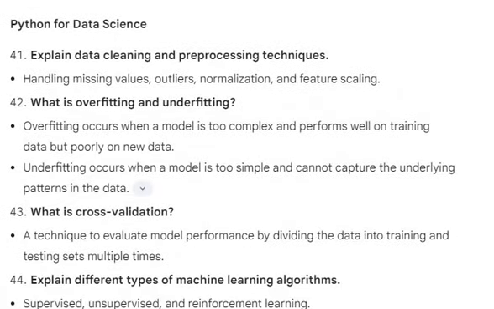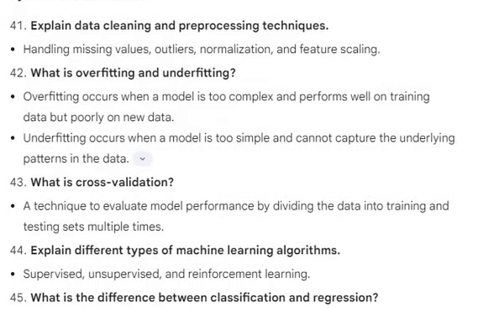Python for data science. Explain data cleaning and pre-processing techniques. Handling missing values, outliers, normalization, and feature scaling. What is overfitting and underfitting? Overfitting occurs when a model is too complex and performs well on training data but poorly on new data. Underfitting occurs when a model is too simple and cannot capture the underlying patterns in the data.